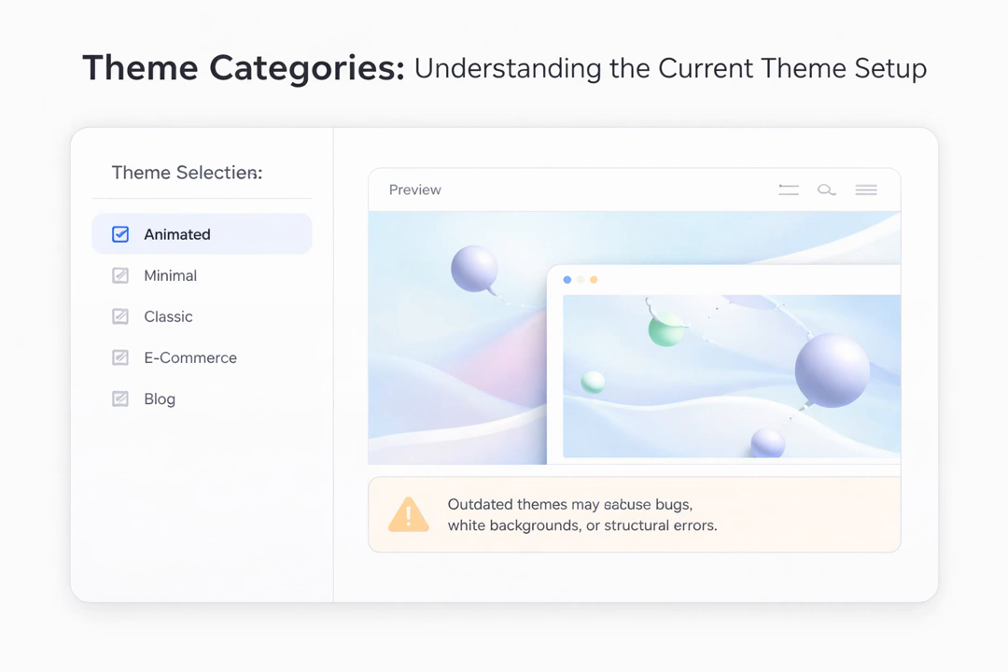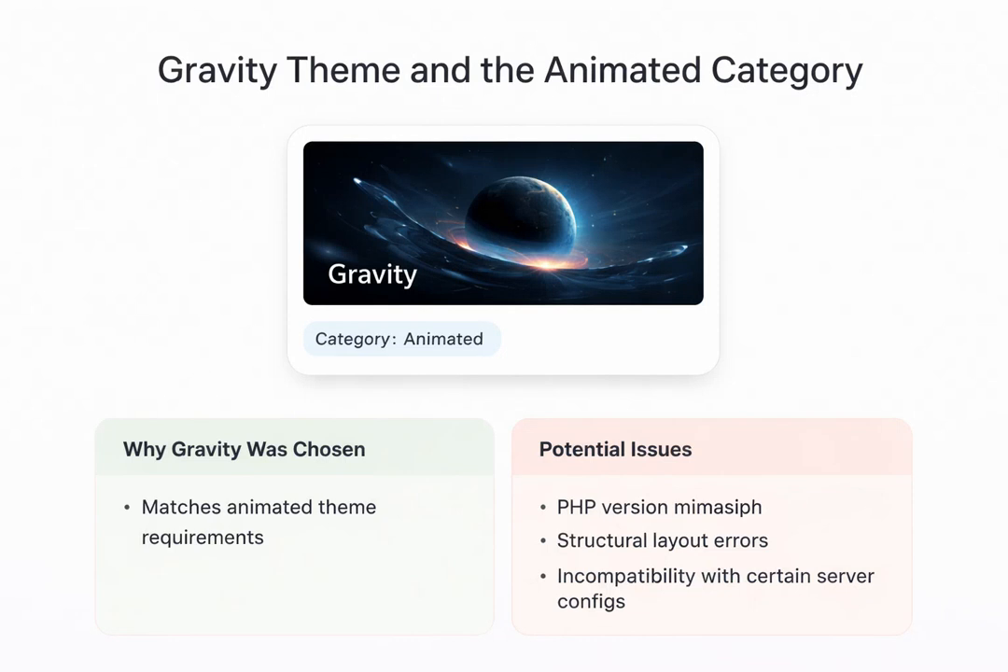Theme categories matter because different categories are built with different technical foundations. An animated theme, for example, relies on motion effects and dynamic rendering, which can sometimes conflict with certain server configurations or plugin setups. Specifically, the instructor is running the Gravity theme, which falls under the animated category. And they note that while Gravity does match the animated theme requirements, it comes with some potential pitfalls.